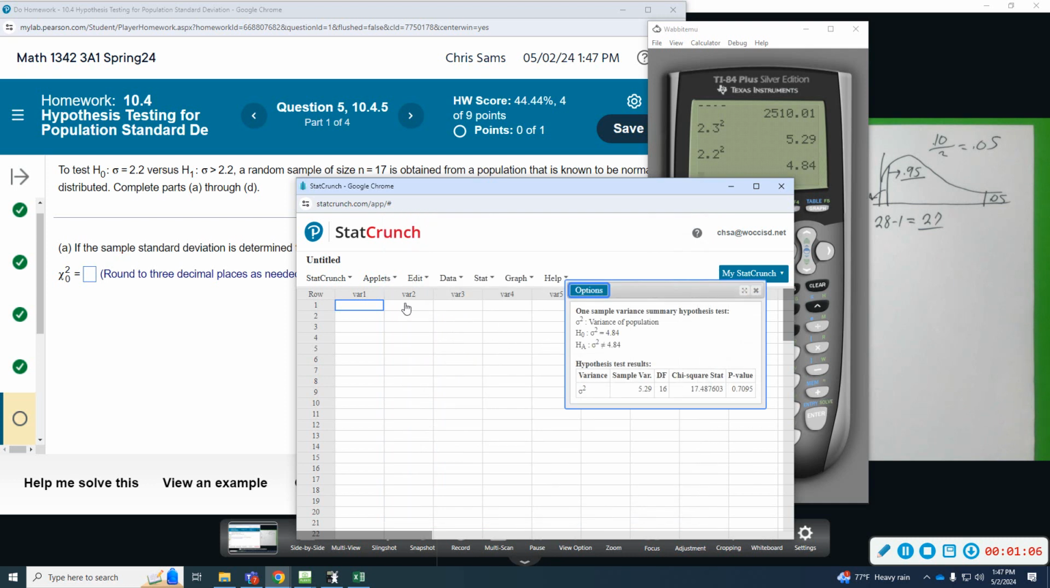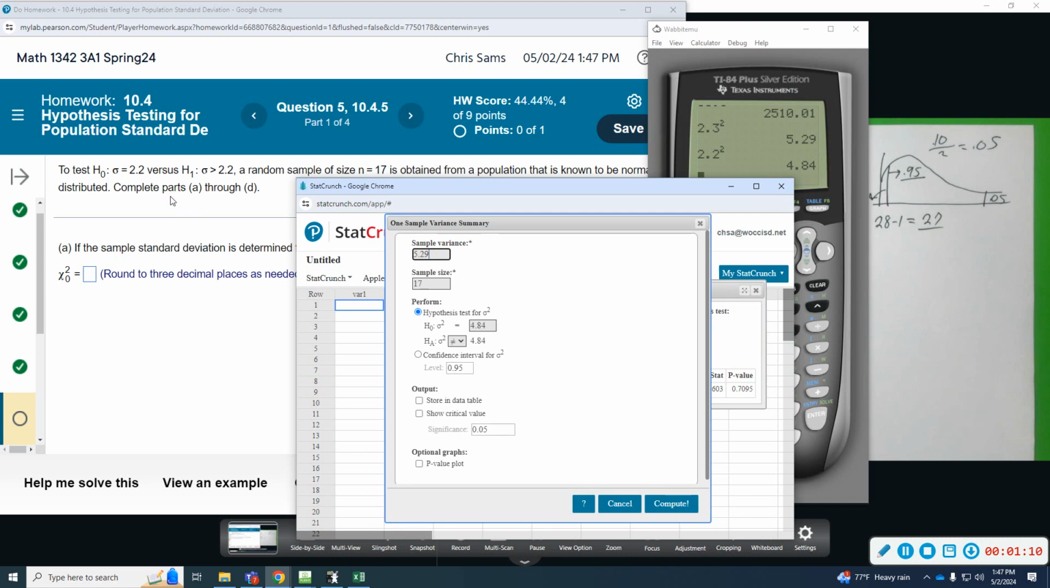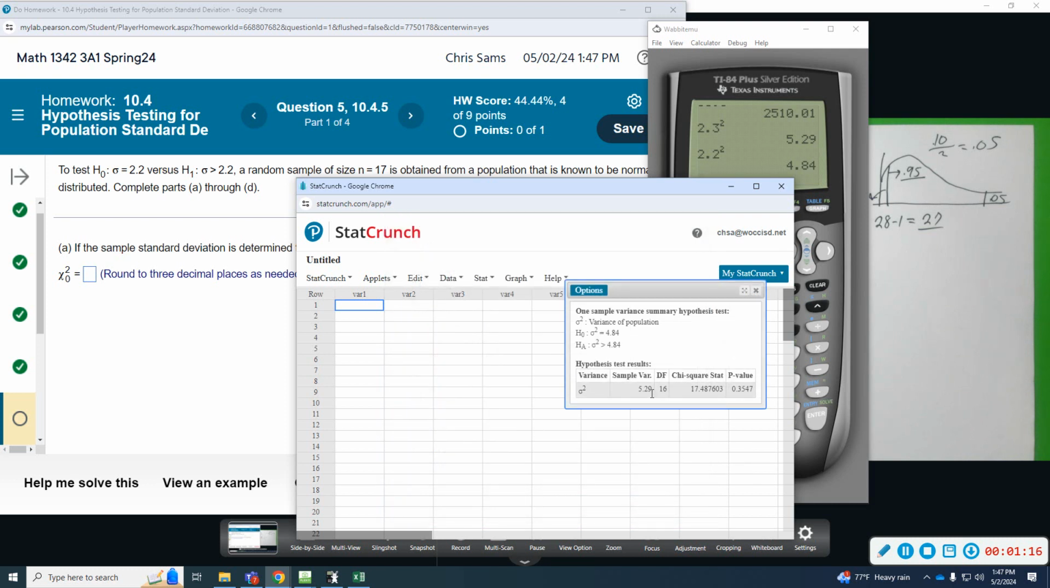Make sure we do the right test. I'm sorry, I hit enter too soon. Let me go to options, edit. We want the greater than test. Now we can compute. All right, so my test statistic, to 3 decimal places this time, 17.488.